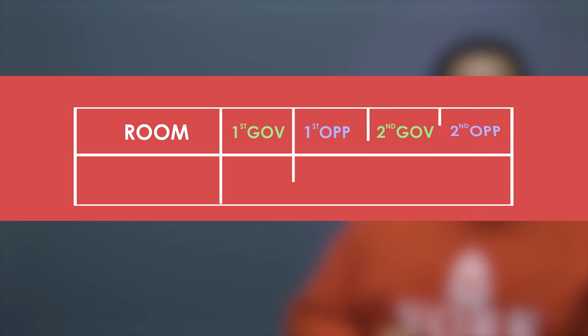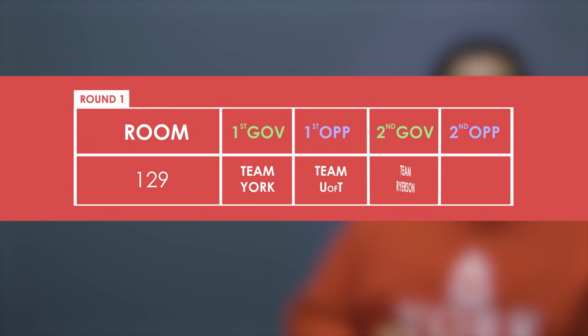So at a tournament, this is what you're going to see before the motion is announced. First, you're going to see the room number, which is important to keep note of. Then you're going to see 4 headings corresponding to the first government, first opposition, second government, and second opposition. And then underneath each of those headings, you're going to see the team name. So that means that if I'm on Team York, and if I'm underneath the first government, then I'm going to be arguing for the opening government position.